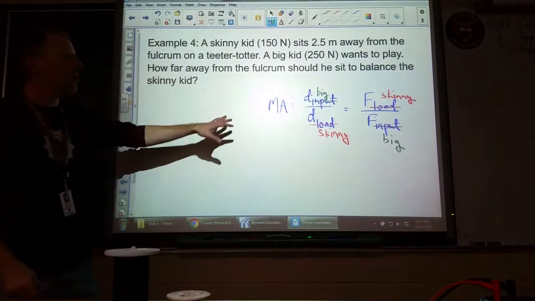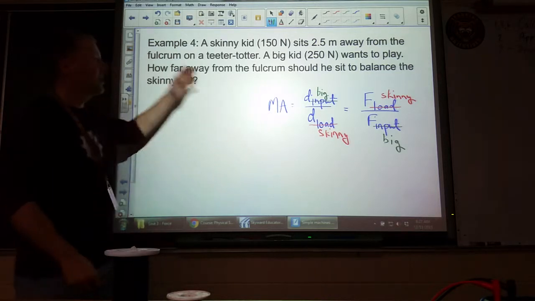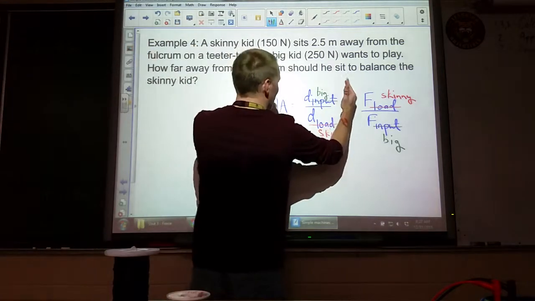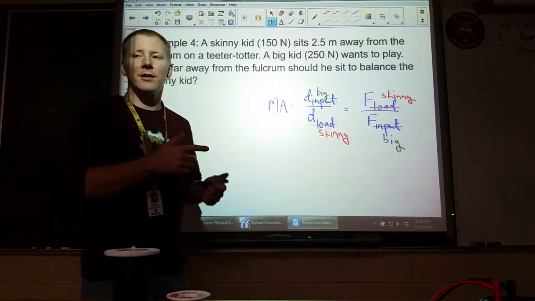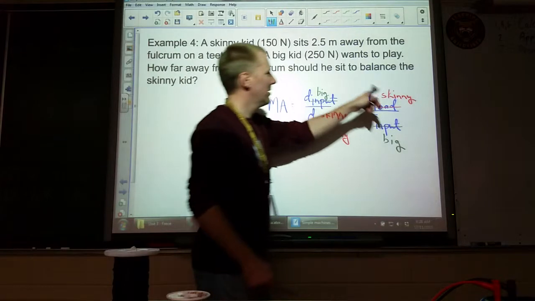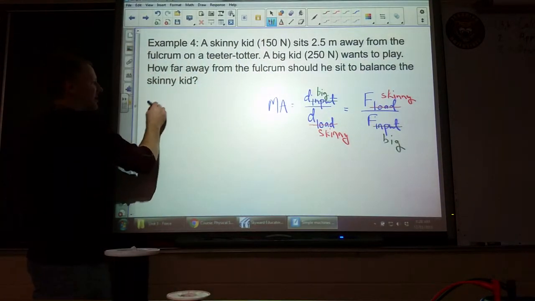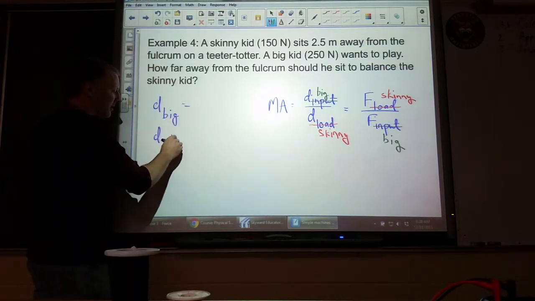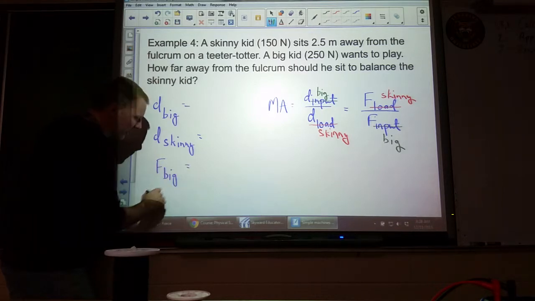Now, we don't need to solve for mechanical advantage in this, right? It doesn't ask us to. So we could use just maybe this part of it, solve for mechanical advantage, and then go back and solve for this, but we can actually shorten this up by just using this portion because we can say what most of these are. So let's put them down. D big, D skinny, F big, F skinny.